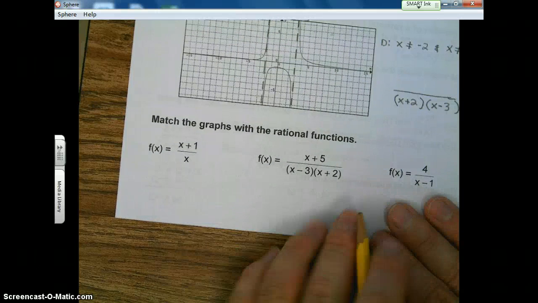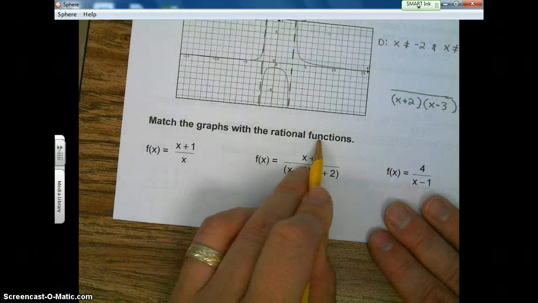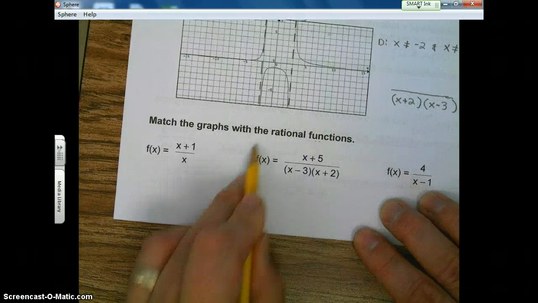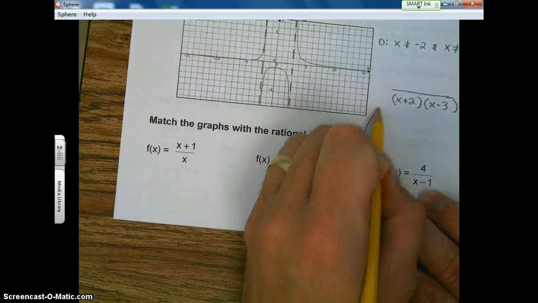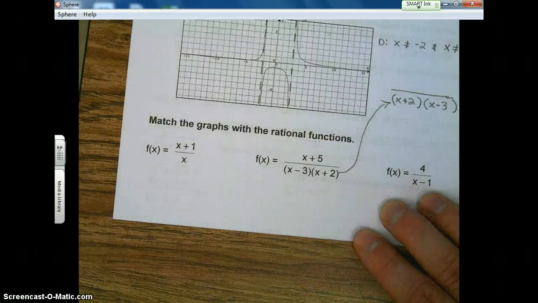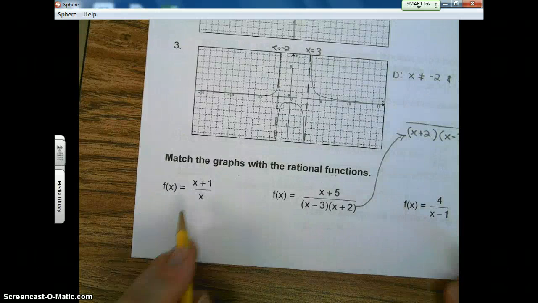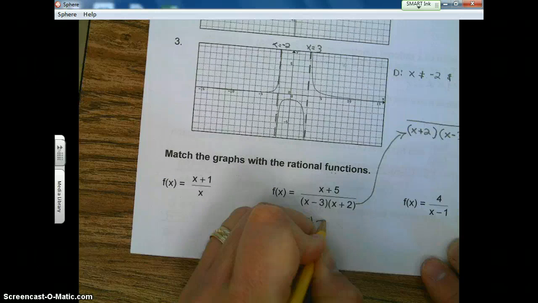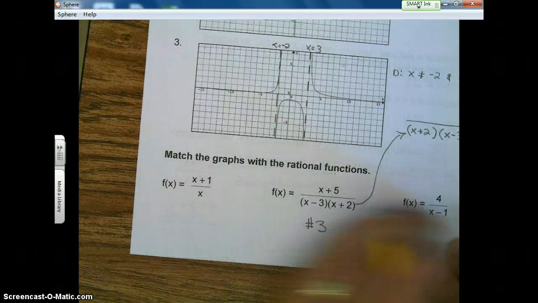Look at there. It says match the graphs with the rational functions. We've already done this. This is going to match with graph number... We just talked about that. Now, why don't you match the other two? So we know this one's going to be number 3. Which of these is 1? Which of these is 2?